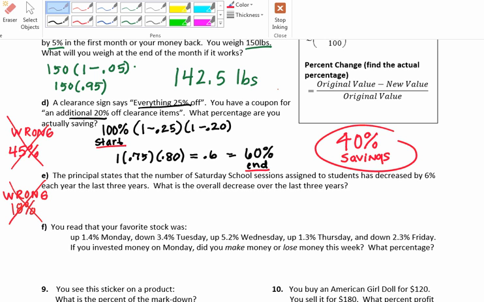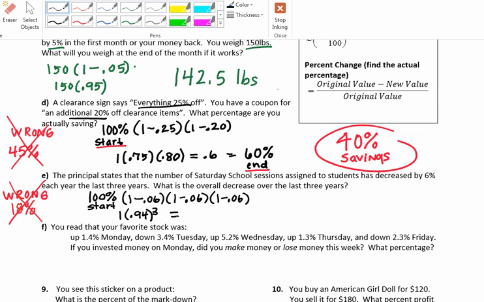So we're going to have to do this same thing again. Since he didn't tell us how many Saturday schools there were, we're going to start with 100%. And I'm going to decrease by 6%, 1 minus 0.06 for the last 3 years. 1 minus 0.06 and 1 minus 0.06. Now again, 100% is just 1, and 1 minus 0.06 is going to give me 0.94. And since there are 3 of those, I'm going to go ahead and just put a 3 exponent on that. If you want, you can write 0.94 times 0.94 times 0.94.